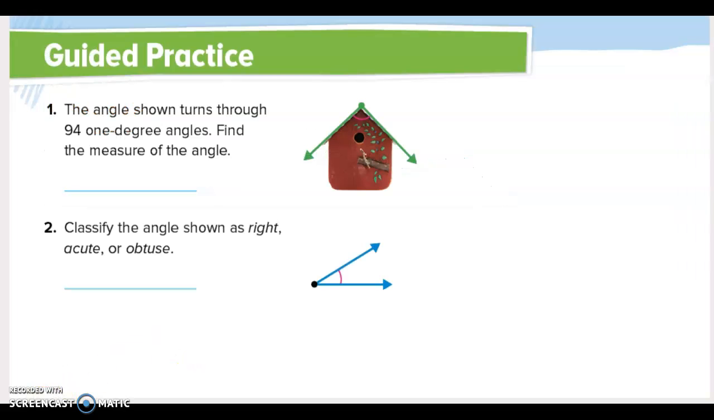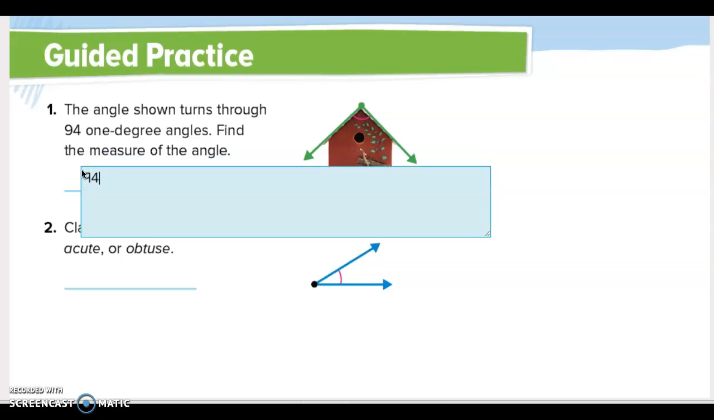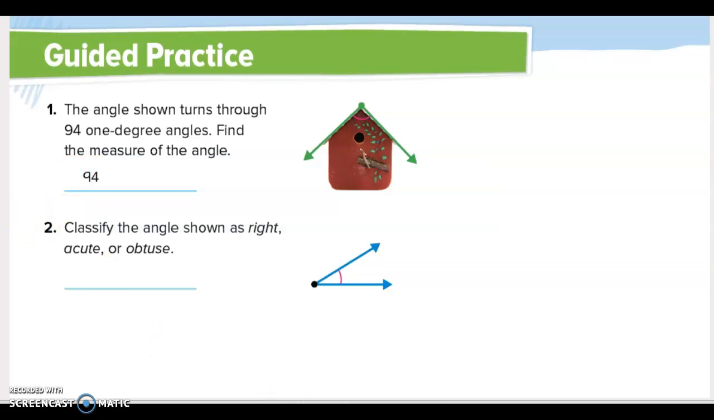Okay, so that brings us to guided practice. Number 1 shows a birdhouse. The angle shown turns through 94 1-degree angles. Find the measure of the angle. So again, all that means is that either this right or this right, it starts here and does 94 1-degree turns around. So that means the measure of the angle then would be 94 degrees. Let's see if I can add a degree sign here for you.